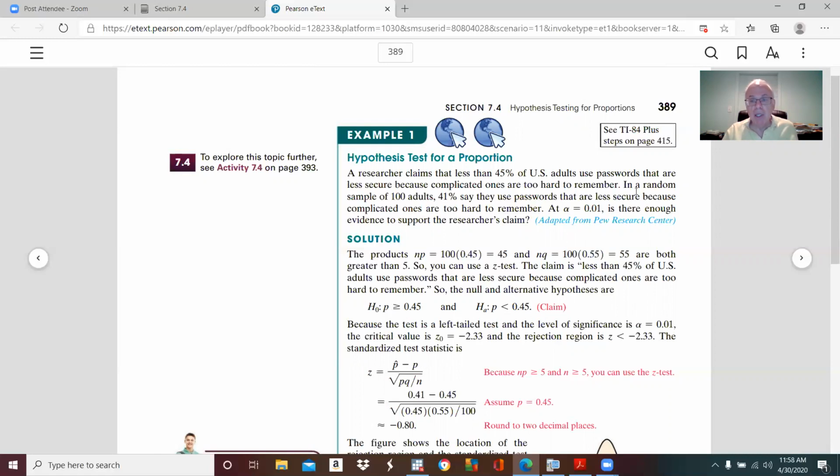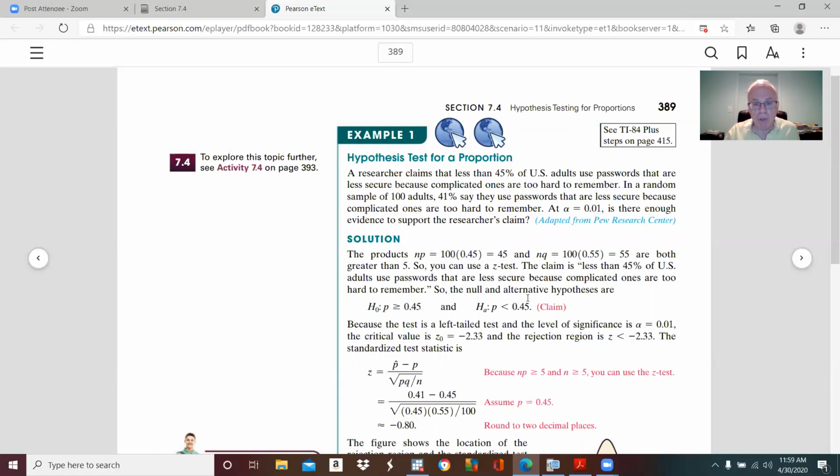In a random sample of 100 adults, that means n is equal to 100, 41% say they use passwords that are less secure because complicated ones are too hard to remember. So 0.41 is going to be our sample proportion, p hat. It says that alpha is equal to 0.01. That's our level of significance, 1%. Is there enough evidence to support the researcher's claim?